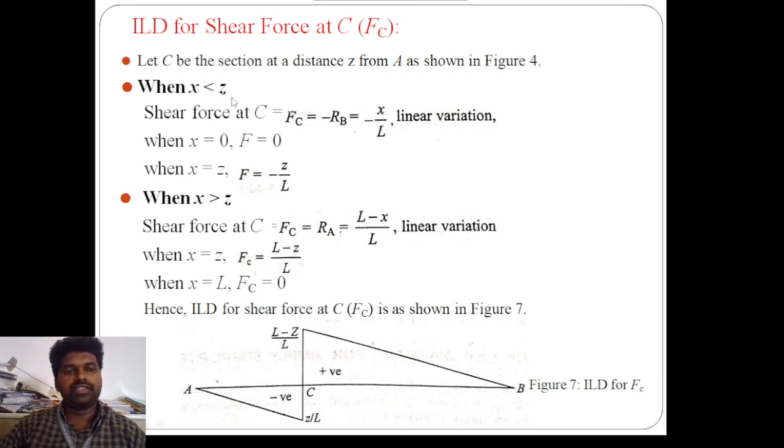When X is less than Z, shear force at C, FC, equals minus RB, that is minus X by L, a linear variation. When X equals 0, F equals 0. When X equals Z, F equals minus Z by L. When X is greater than Z, shear force at C, FC, equals RA, equals L minus X by L, a linear variation. When X equals Z, FC equals L minus Z by L. When X equals L, FC equals 0. The figure shows the ILD for shear force at C, with values L minus Z by L and Z by L. Simply, we can take it as the distance from C to B divided by A to B, and here A to C divided by A to B.